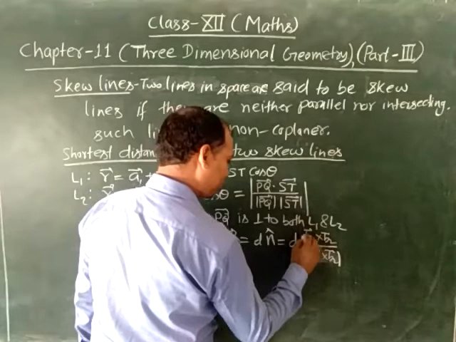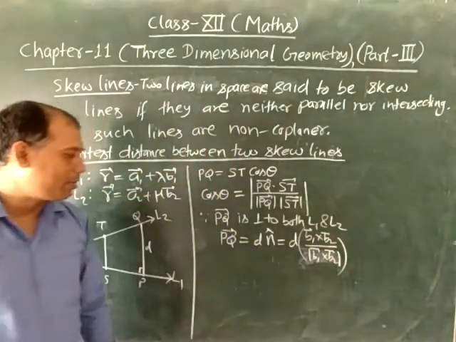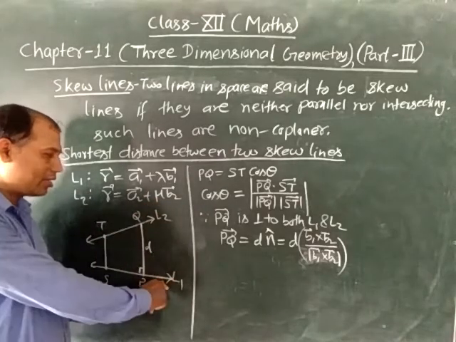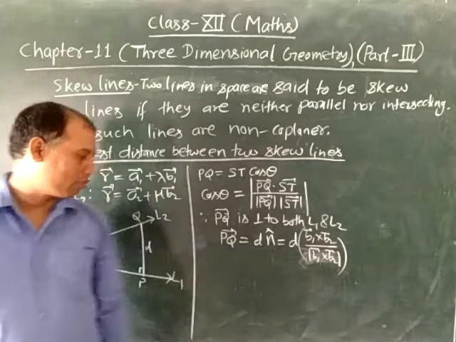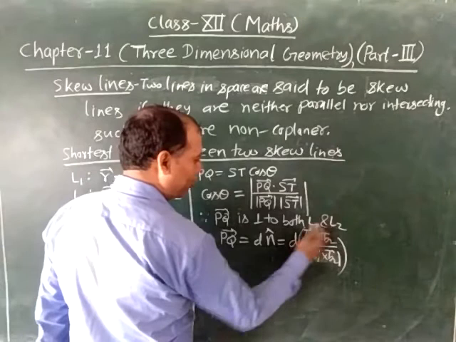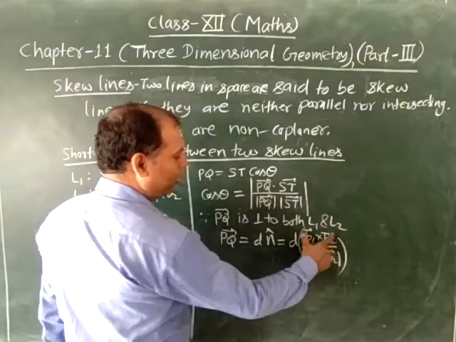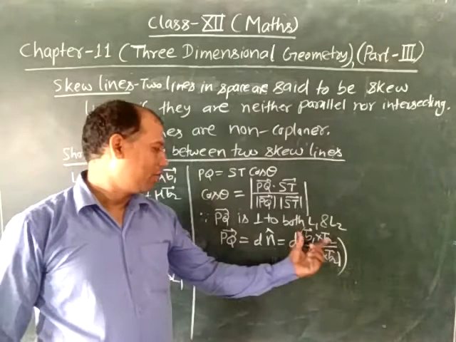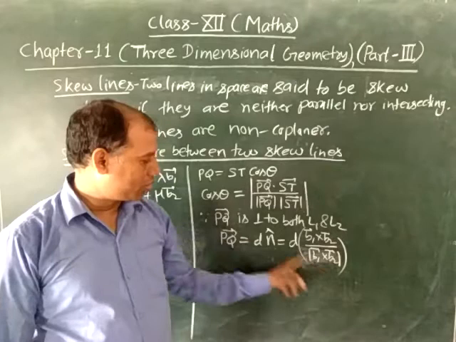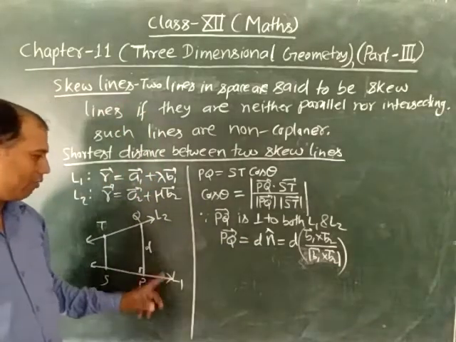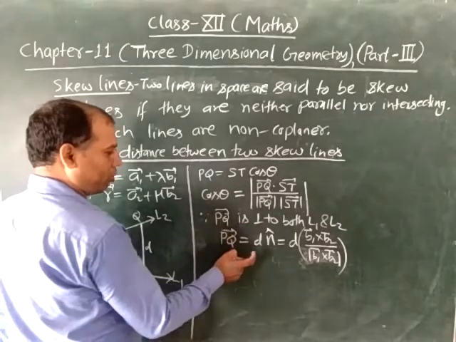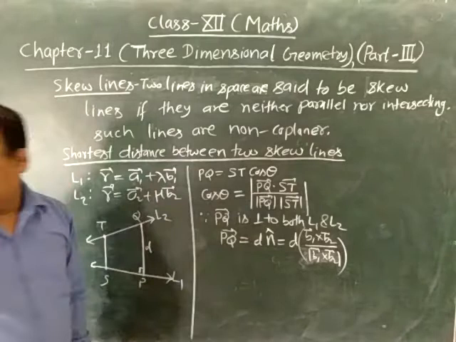Actually, vector n cap is perpendicular to both L1 and L2, and V1 and V2 vectors are parallel to the lines. Then V1 cross V2 becomes perpendicular to both of these two lines. So this vector is perpendicular to L1 and L2 both, and the unit vector can be obtained by dividing the vector by its magnitude. So this becomes the unit vector which is perpendicular to L1 and L2. It is clear, students? Now putting these values in this equation, then what we get?